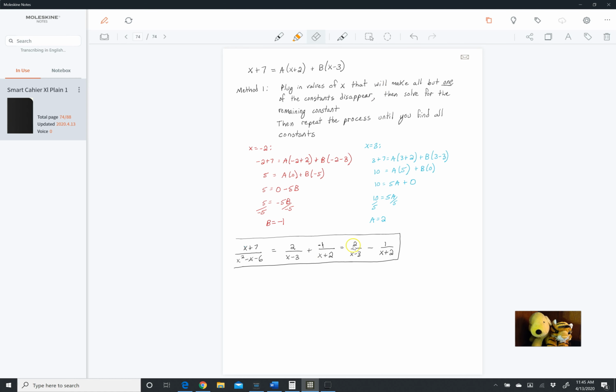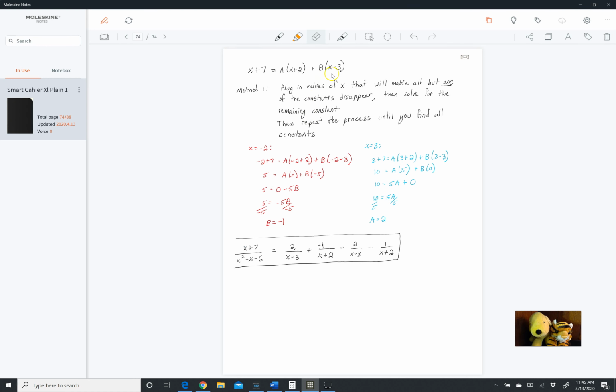Okay. So this is the first method. So again, let's just review. We looked at what we had once we multiplied by the denominator that was on the left, and we said, what values can we plug in for x that's going to make every constant disappear except for one of them? Because remember, if we have only one unknown, we can solve for it in an equation. So we looked at what we were multiplying A by, and we said, how can we make it 0? So in order to make x plus 2 zero, we just plug in x equals negative 2, and then we were able to solve for B.